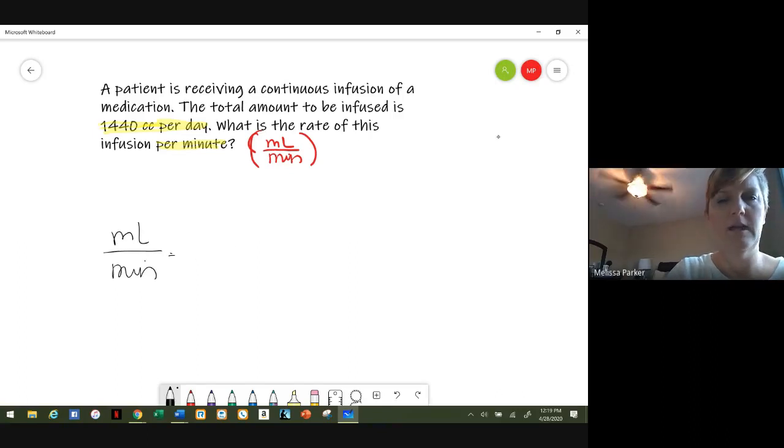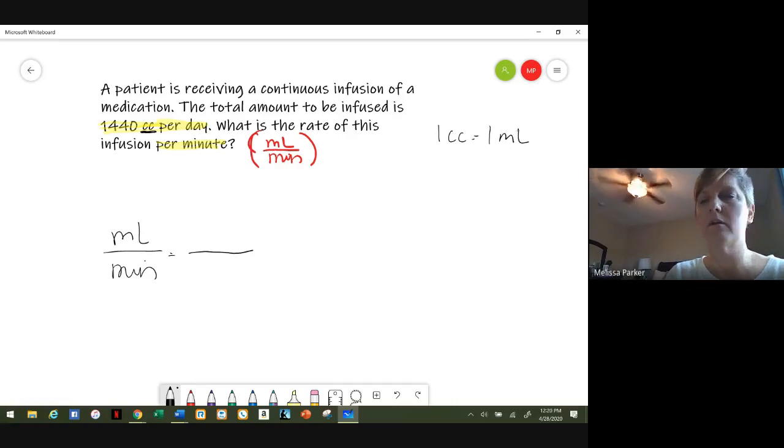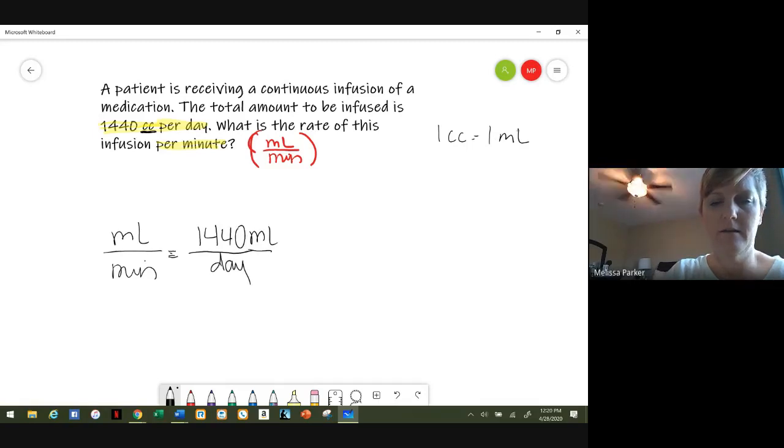The only information I have, or just so you know, remember if it says cc's, one cc is equal to one ml, so you can just convert it over. We don't really use cc's in the medical field anymore. It's usually mLs, unless you're talking to, and no offense to any people that are older than me, but if you're talking to older nurses, they may use the term CC, but we don't use that anymore. Okay, so 1,440 ml, which is the same as CCs per day, okay?